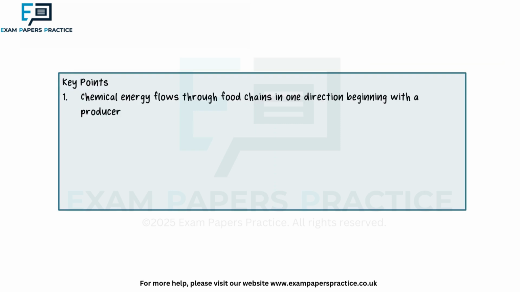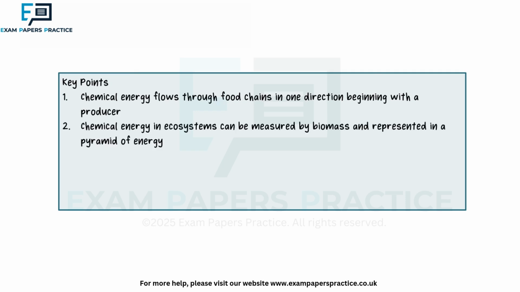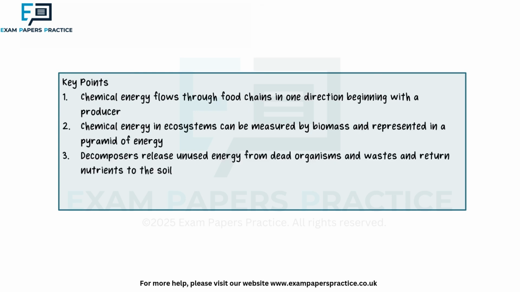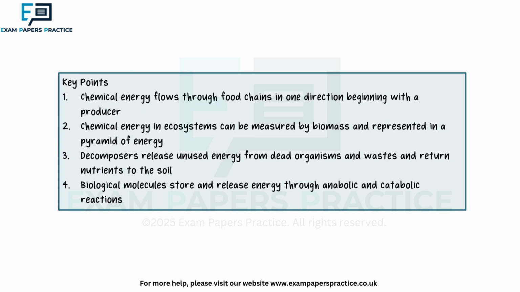In this video, we looked at how chemical energy flows through food chains in one direction, always beginning with a producer who converts light, or chemical energy, into the chemical energy contained in biological molecules. We saw how this transfer of energy relates to the amount of biomass that can be produced in a food chain, and how this can be represented by a pyramid of energy. We also saw how decomposers release unused energy from dead organisms and wastes, and return nutrients to the soil. We also looked at how biological molecules can store and release energy through anabolic and catabolic reactions.